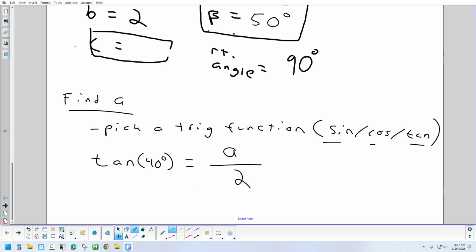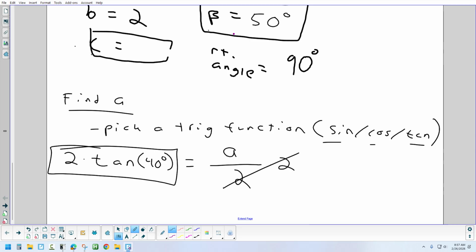So there's your equation. Last step is to get A by itself. The reason A is not by itself is because it's being divided by 2. You've got to get rid of dividing by 2. So we would multiply by 2 and multiply by 2. So that is the answer for A. We do want to type that in.